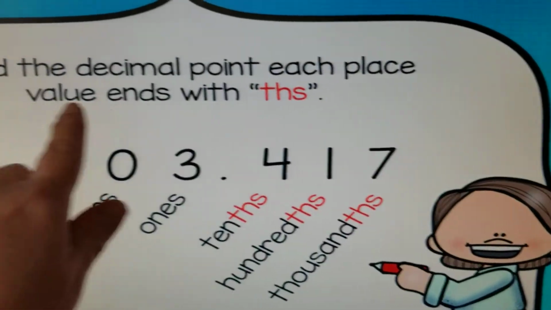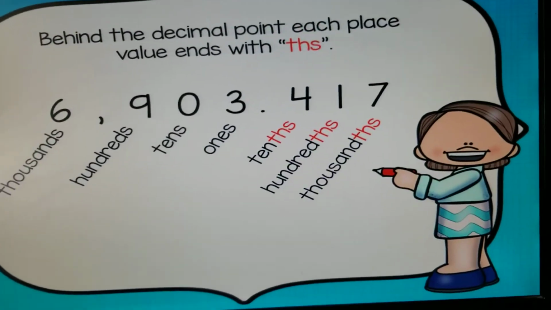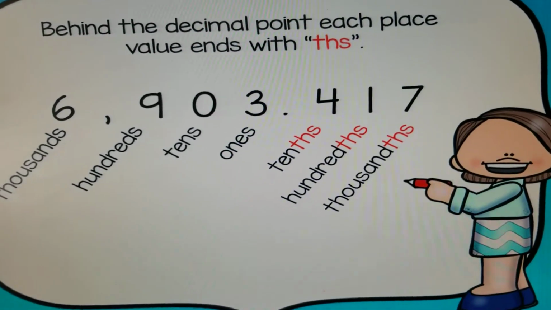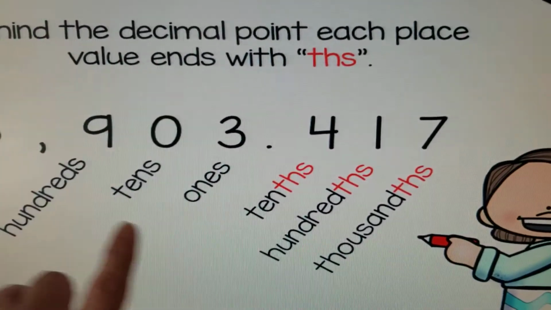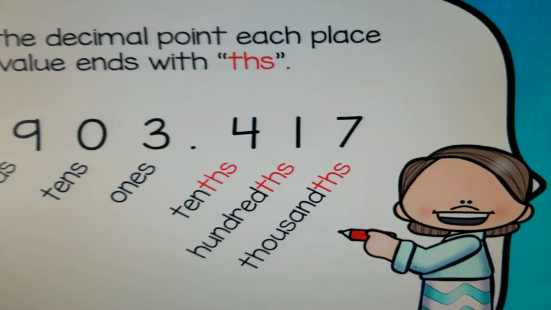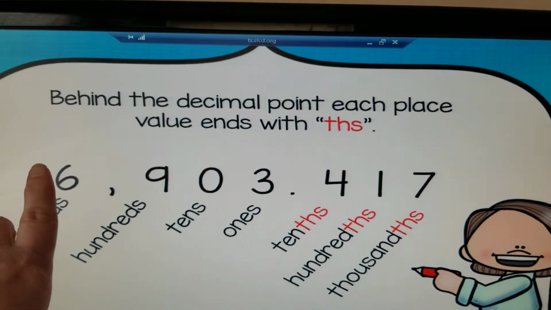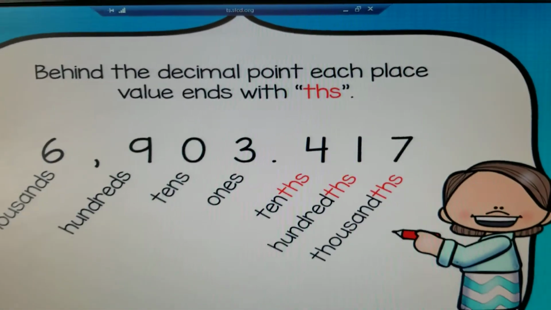The numbers to the left of the decimal point are whole numbers. So these are the largest numbers, and these are the smallest numbers. If you go from left to right, you're going from largest to smallest.